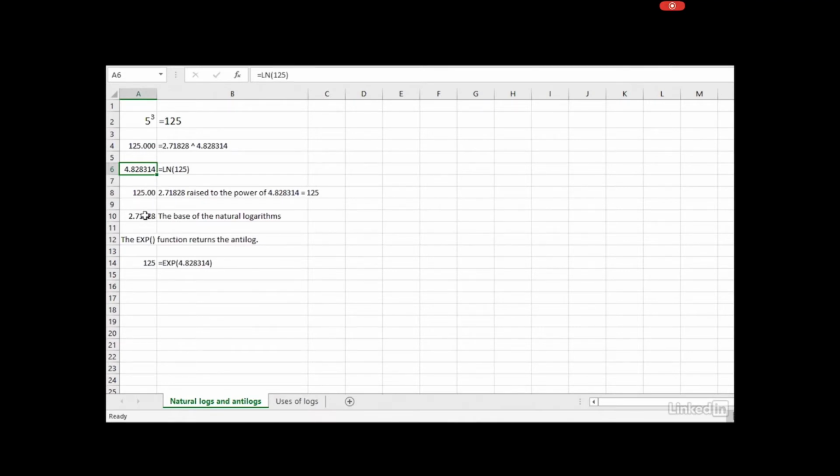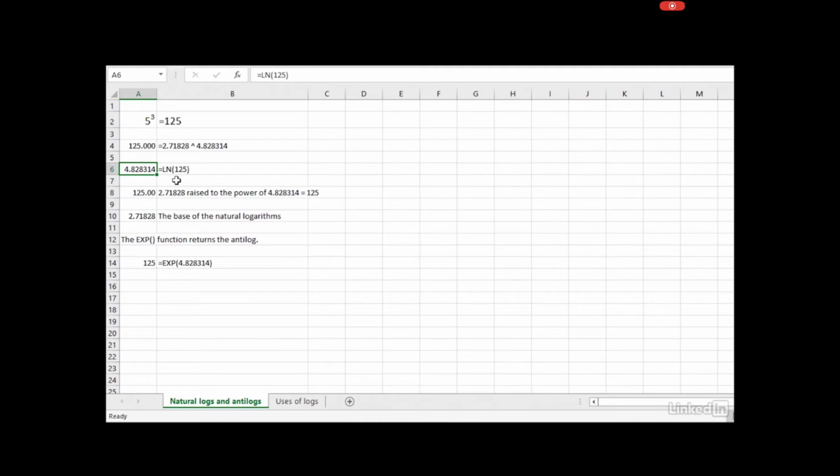The base of the natural logs is 2.718, as I mentioned, and the exp function returns the antilog. So if we take 125 and then submit 4.828, that is the logarithm, to the exp function, then it will return 125, which is the original number up here that we started with to get the logarithm of 4.828.